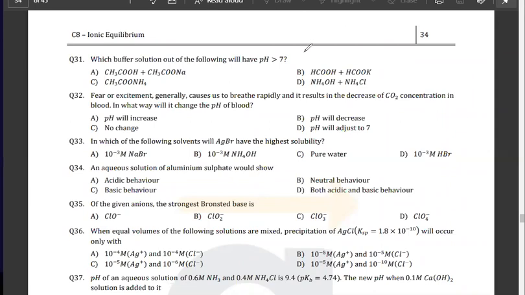Okay, very good, Ria. 33. In which of the following cases does AgBr have the highest solubility? Again, it depends: for AgBr, S square is equal to Ksp. If you use a common ion, it will be S into 10 power minus 3 is equal to Ksp. HBr again 10 power minus 3, and NH4OH has no common ion.